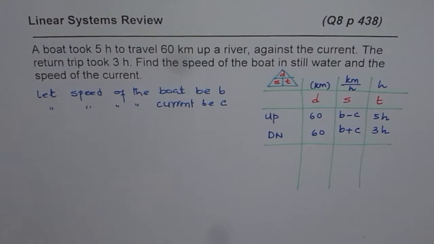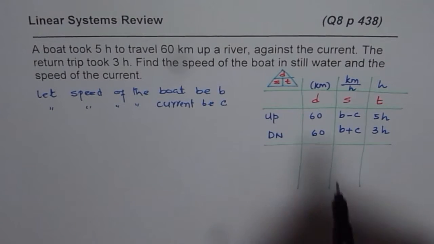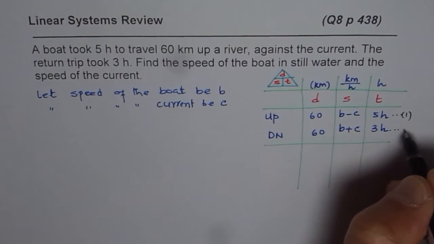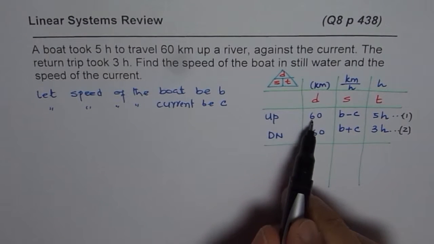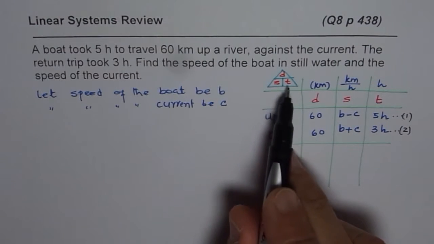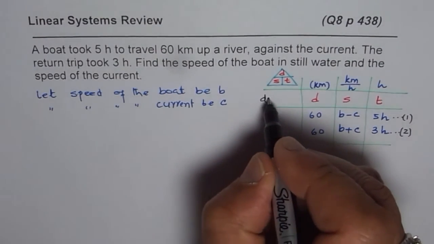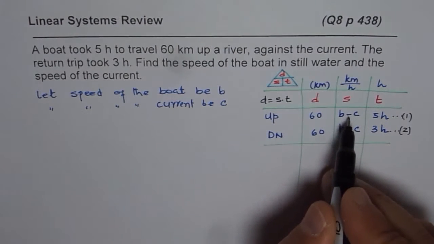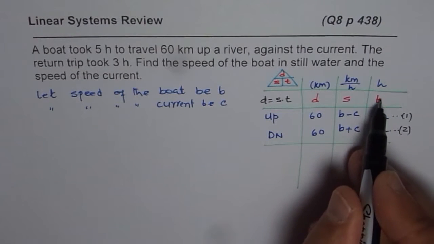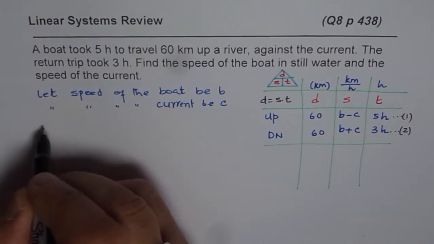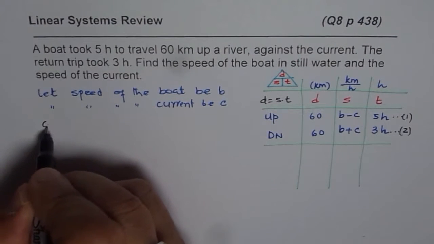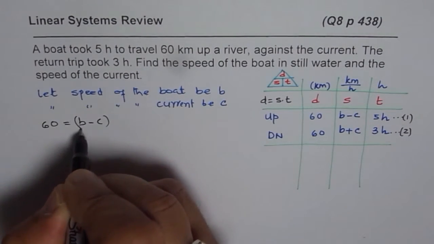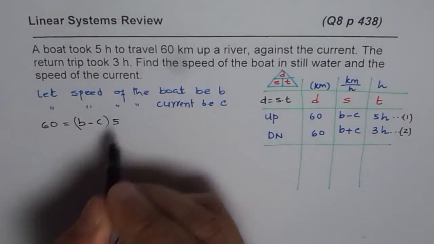Now we have two conditions, and with these two conditions you can find two equations. That gives you equation number 1 and equation number 2, correct? We know distance equals speed times time. Distance here is 60, speed is given in the second column, and the third column tells you the time. So we say 60 equals B minus C times 5. That is the first equation.